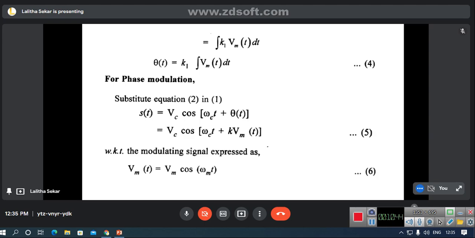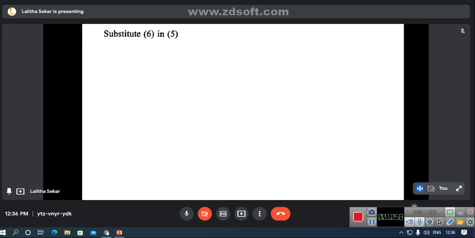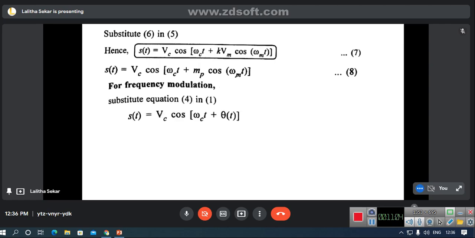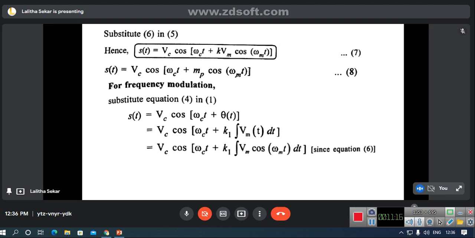For phase modulation, substitute equation 2 in 1. s(t) is equal to Vc cos ωc t plus θ(t). Instead of θ(t), we put k Vm(t). We know the value of Vm(t), so substituting equation 6 in 5, s(t) is equal to Vc cos of ωc t plus k Vm cos ωm t. Here k Vm is nothing but mp, the modulation index for phase modulation. So we put mp cos ωm t. This is equation number 8.